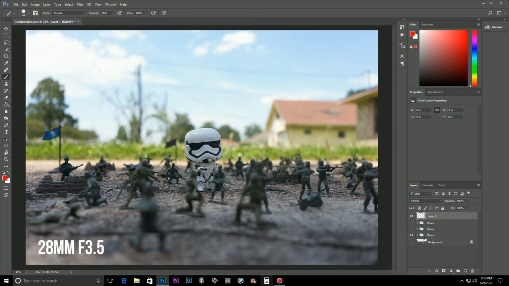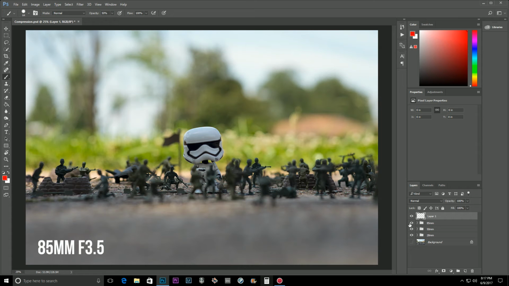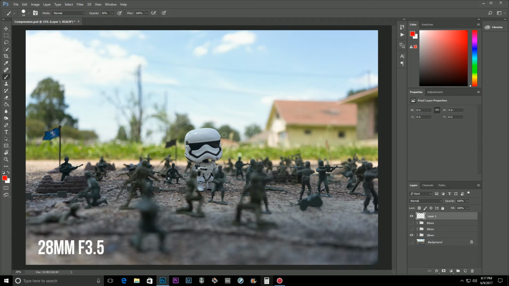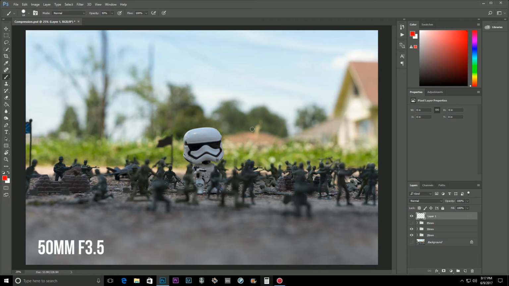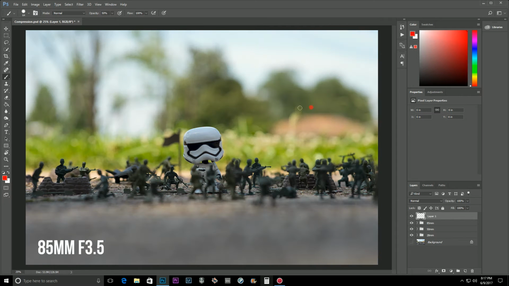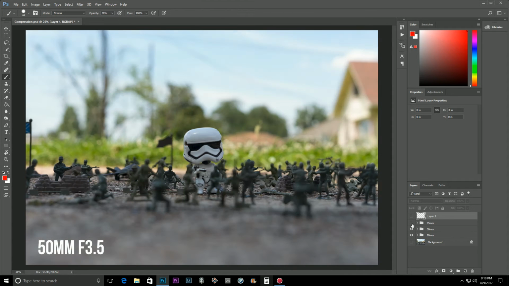Okay, I did 3 shots with 3 different lenses, all at f3.5. The 28mm, 50mm, and 85mm. Starting with the 28mm, look at the roof here. Now look at the same roof on the 50. It's much closer. And again on the 85, it's very obvious. Noting through all 3 pictures, the subject stayed the same size.